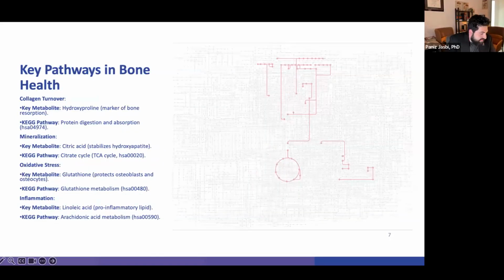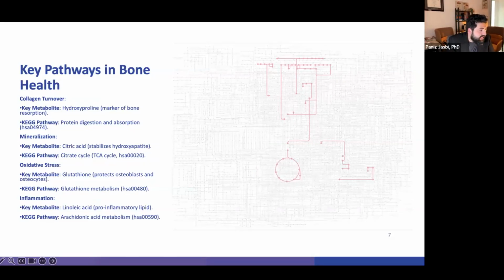So here are some key pathways related to WNT signaling. And on the right, you'll see a KEGG diagram with those key pathways labeled. These are all within the 68% of metabolism that the Aristotle test can have insight into. So looking at things like protein digestion and absorption, citrate cycle, glutathione metabolism, arachidonic acid metabolism, these are all mapped. Obviously, you can see the TCA cycle.